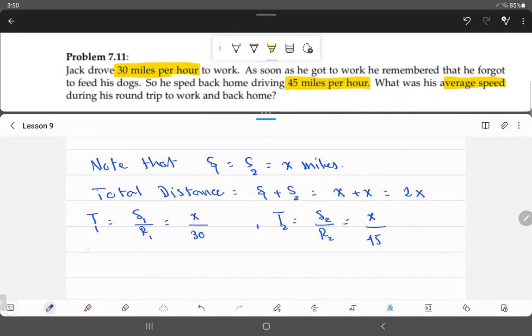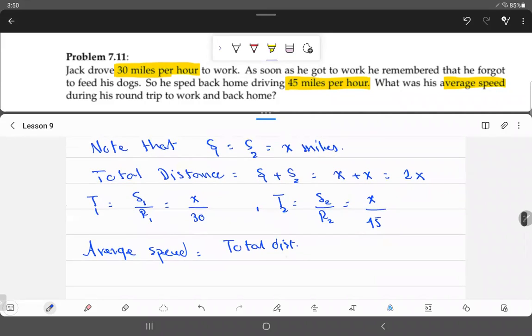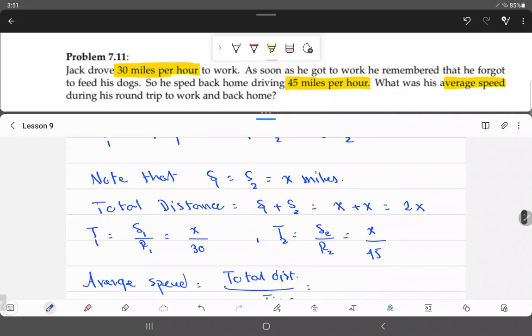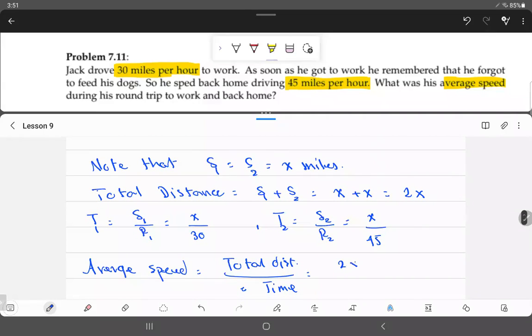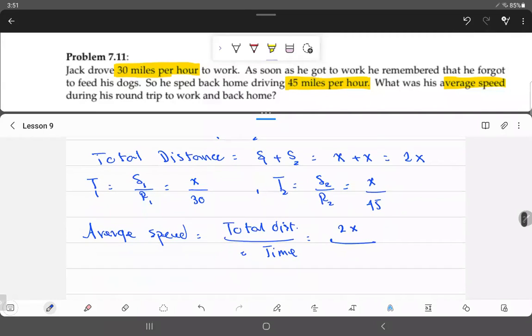What do we need? The average speed equals total distance over total time. Total distance, we got it already, which is 2x, divided by total time. Total time is the first time plus the second time, T1 plus T2.